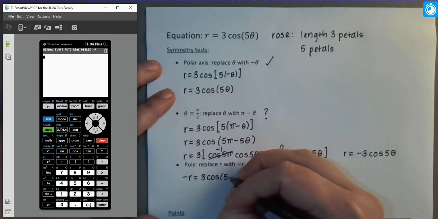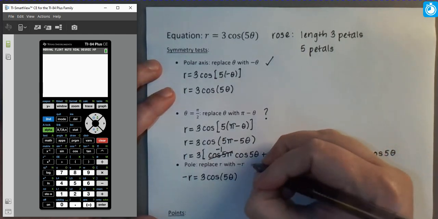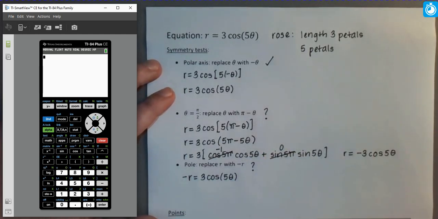Okay, now as usual, the goal is to see if we can get this equation to match the original. This negative is going to be impossible to get rid of without changing the sign on the other side. So what that essentially means is we're stuck. We can't simplify this equation to the extent that it's going to match the original, so we know this test is inconclusive as well. Now again, we may find that when we graph, we do have symmetry with respect to the pole. It just means we can't confirm it using algebra.